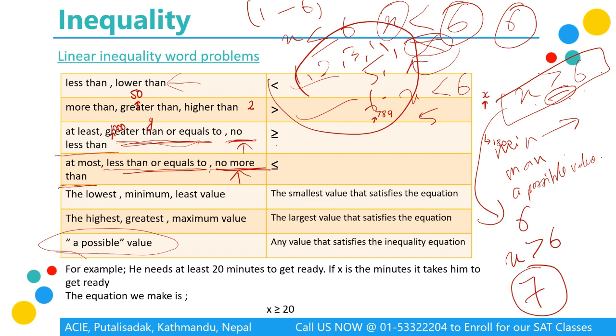He needs at least 20 minutes to get ready. If x is the minutes it takes him to get ready, the equation we make is x is greater than or equal to 20. Because we have mentioned over here that it takes at least 20 minutes. And at least means greater than or equal to, like we have mentioned over here. So therefore we'll be using this sign. Now I'll be moving on to an example which will make this whole thing a bit more understandable.